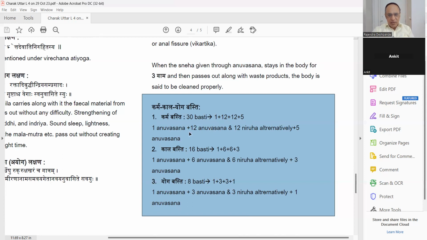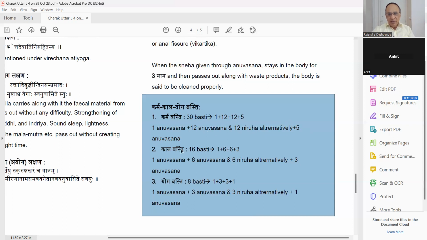Twelve Anuvasan and twelve Niruha alternately. That means today Anuvasan, next day Niruha, alternately. That is 12 times. Okay? Then 5 times Anuvasan, the last 5 times. So this is 1 plus this is 24 plus this 5.